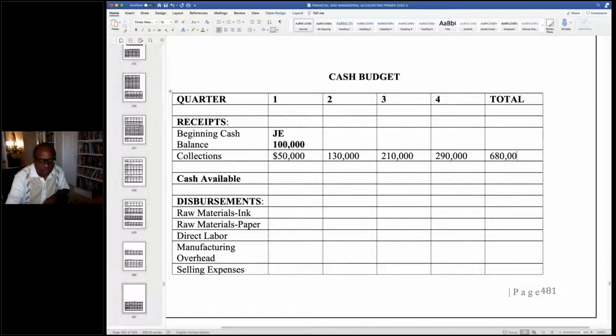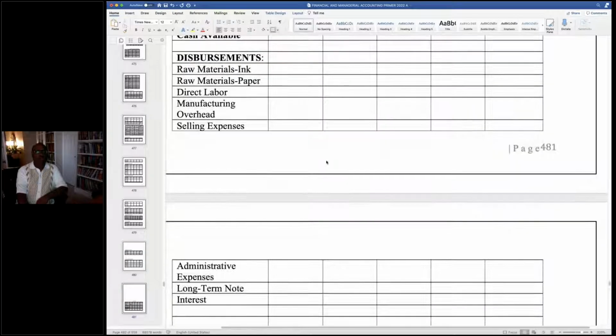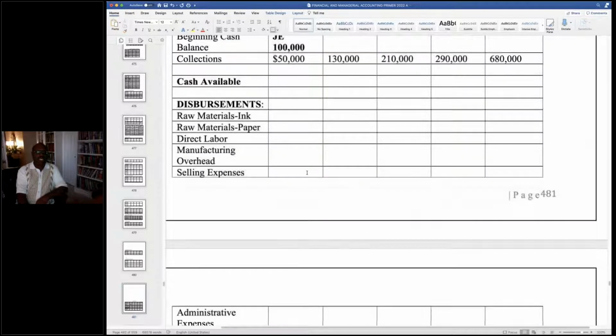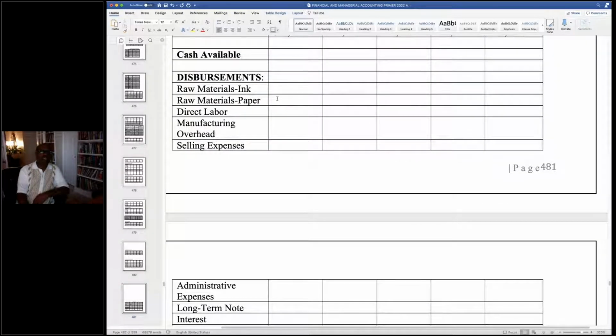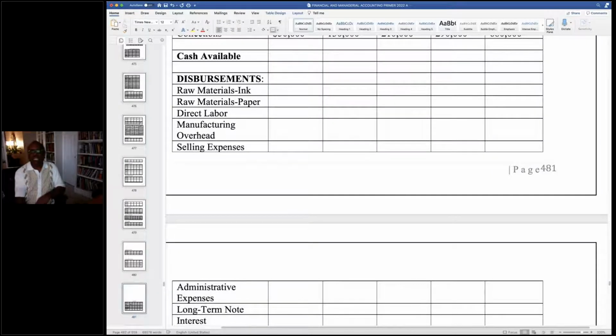So once we finish that, we then lift those collections and put them on our cash budget where we're going to fill in. Eventually we're going to fill in all of these to see if we need money. We've got to see if we need money for ink, paper, labor, and all of those items. So that's what we've got to do.